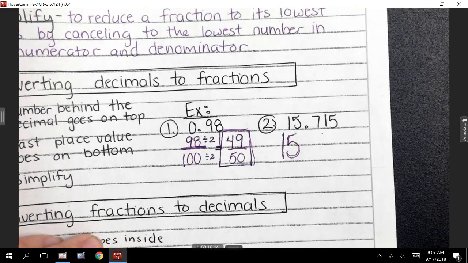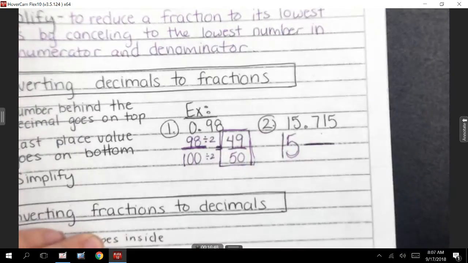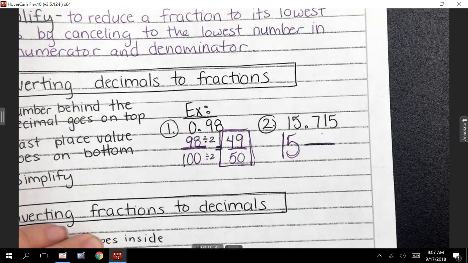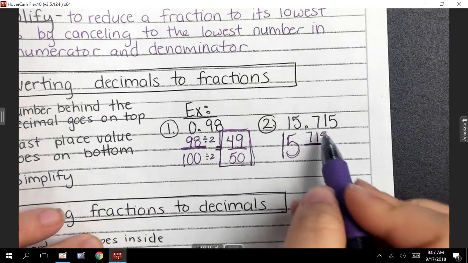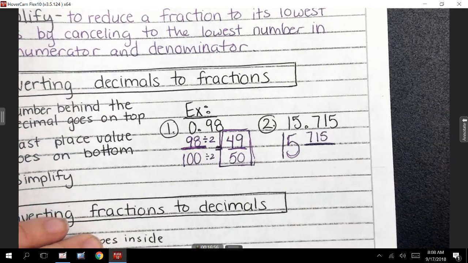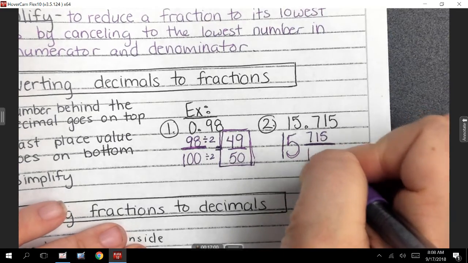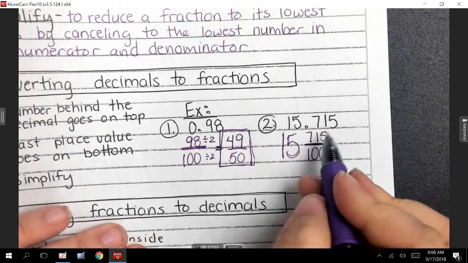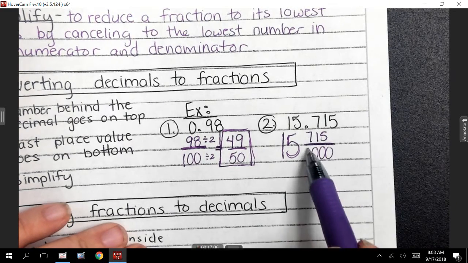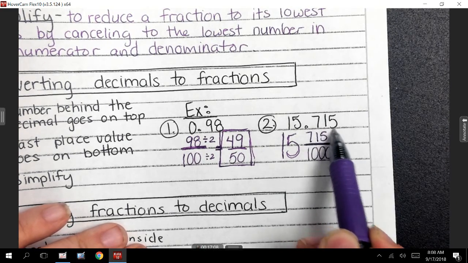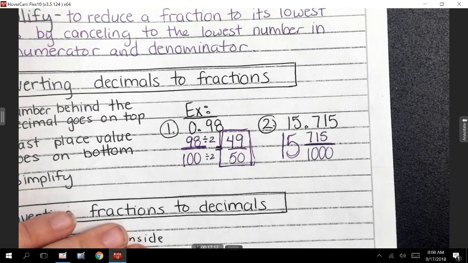All right. What number is going to go in my numerator? What's going to be my new numerator? Raise your hand, please. Numerator. Bella. 715, because that's the number that's behind it. What's going to be on the bottom? Grayson? 1,000. All right, I know that because 5 is in the thousandths place. I also know that because I put a 1. How many zeros do I need? 1, 2, 3, which is what 1,000 has.